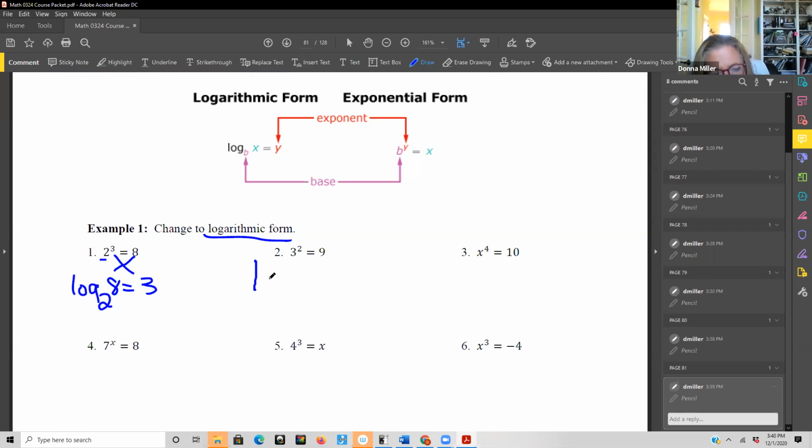So this next one, the base is 3, that goes downstairs, and I switch these guys. So log base 3 of 9 equals 2. That's how I write it. Keep the base, switch x and y. So even if the base is an x, you're still going to do the same thing. The base in this case is x. So it's log base x of 10 equals 4. Okay, so I kept the base and I switched x and y to write them as logs.